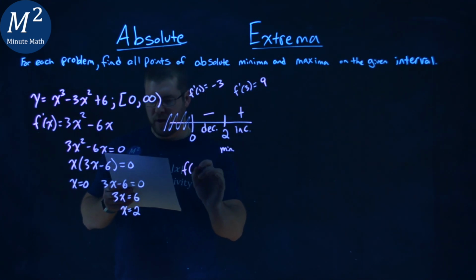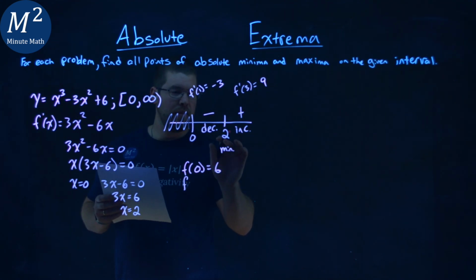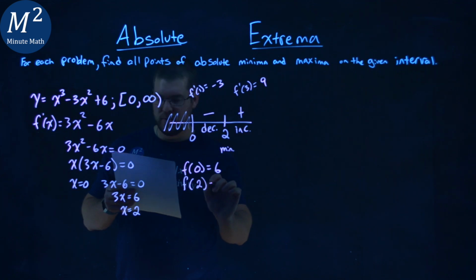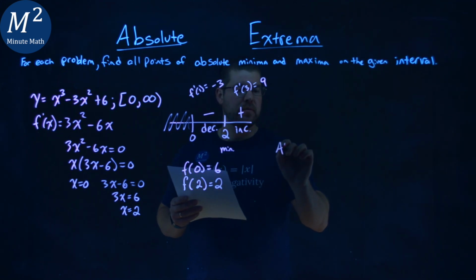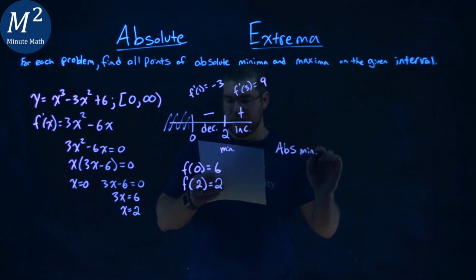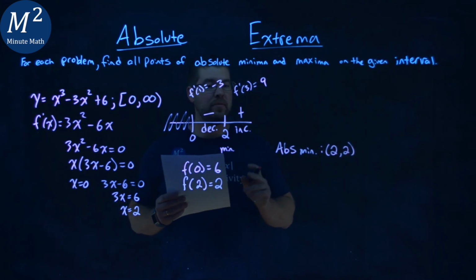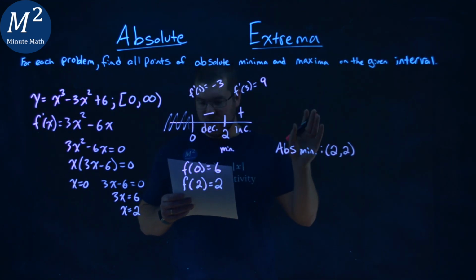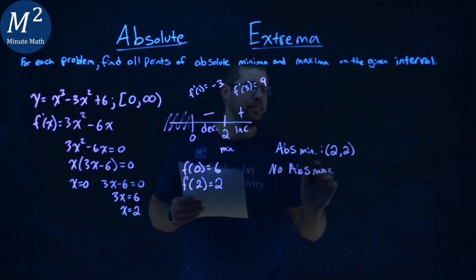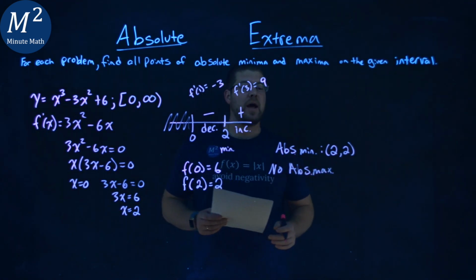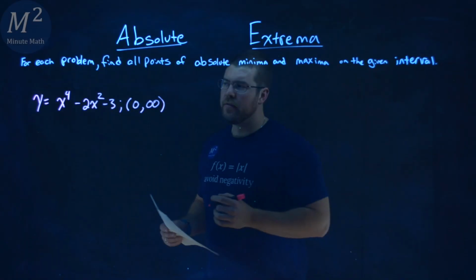endpoint. f of 0 came out to be a positive 6. That's the endpoint value, but the minimum value, the relative one, f of 2, came out to be a positive 2, which is less than 6. And so our absolute minimum here occurs at (2, 2). And as regards absolute maximum, we don't have any because it's going on forever to positive infinity, so we have no absolute maxima. So again, our final answer here is our absolute minimum is (2, 2), and we have no absolute maxima.